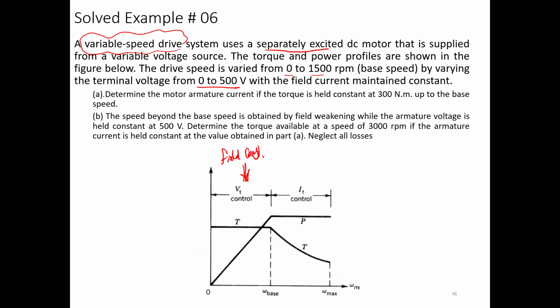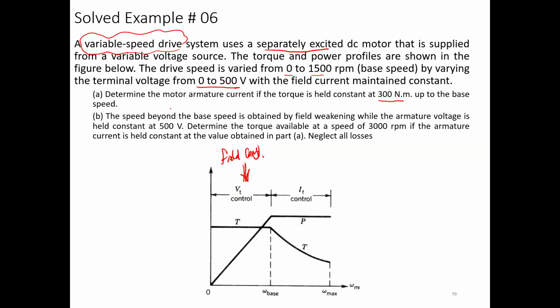Part A in the questions: determine the motor armature current if the torque is held constant at 300 Newton meter up to the base speed. So this is the way, guys, we do this type of control. This type of control depends on keeping the armature current constant during the whole operation, but the first part of the operation is voltage control. The second part is going to be field control.